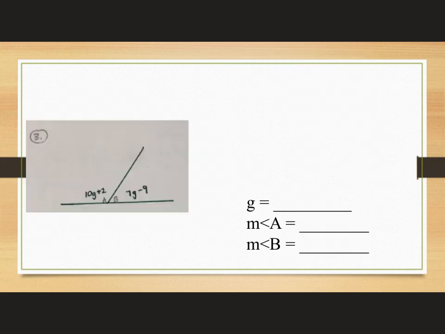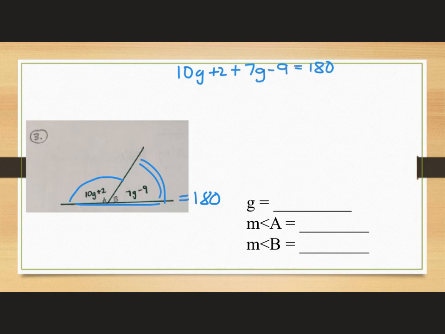Okay, this one here, we're going to first identify the angle relationship. So if I look, I've got one angle, which is angle A, and then another angle, angle B, and together they make this straight line, which means they are supplementary, so it should together equal 180 degrees. So let's set up an equation to solve for G and then find what angle A and B are. So we're going to do 10G plus 2 plus angle B, which is 7G minus 9 equals 180 degrees.